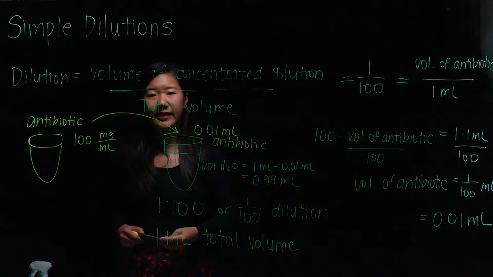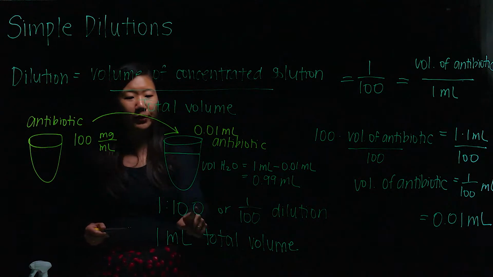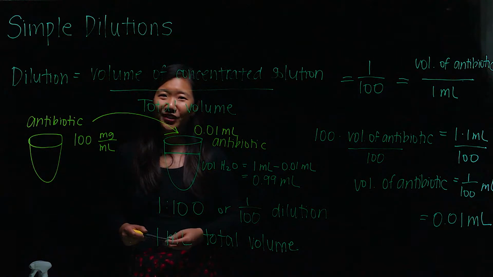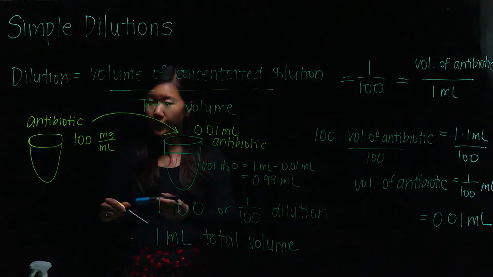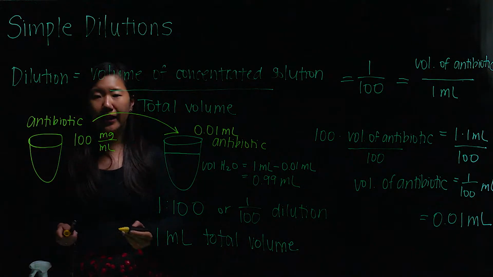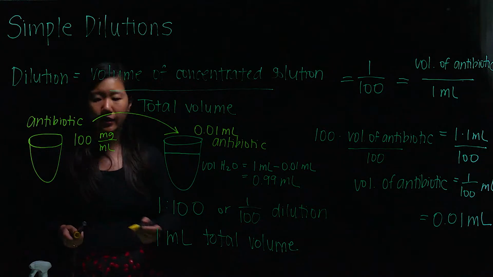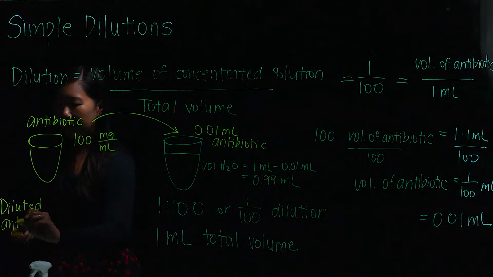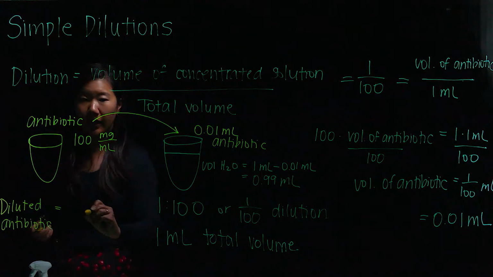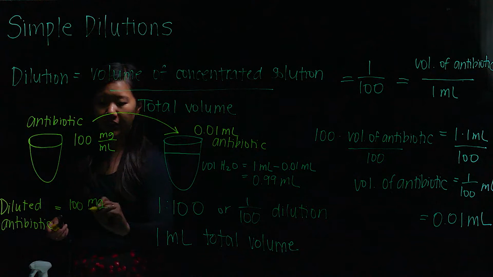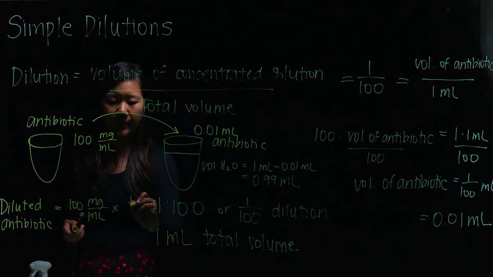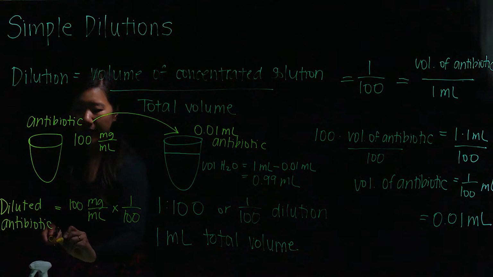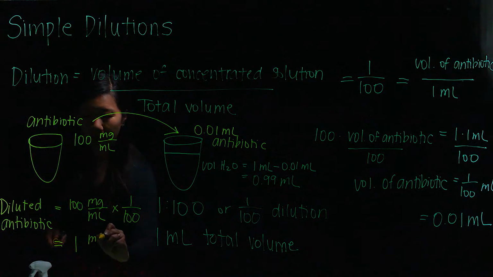So going back to the example of the antibiotic, we started off with a stock solution and we made a 1 to 100 dilution of this. Okay? So we can ask ourselves and calculate, well, what's the concentration of this diluted solution? To solve for this, you would just multiply the stock concentration times the dilution. So in this case, your diluted antibiotic is going to have a concentration of the initial concentration times the dilution, which in this case is 1/100. So now the concentration of this diluted antibiotic is 1 mg per mil.